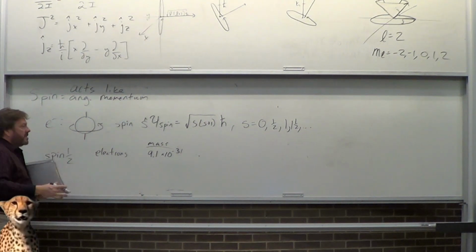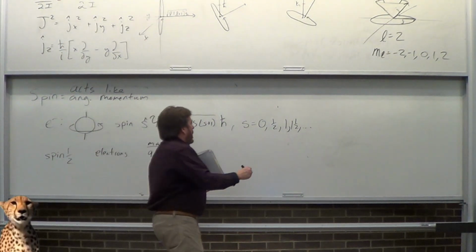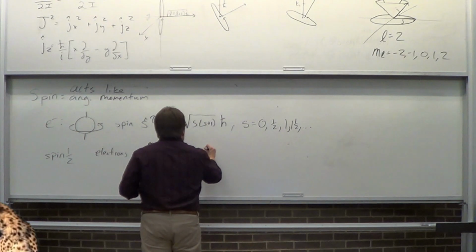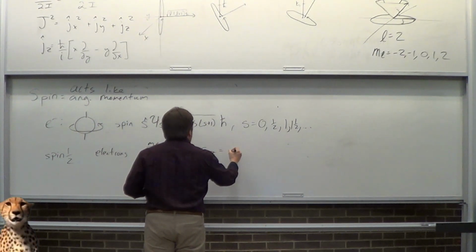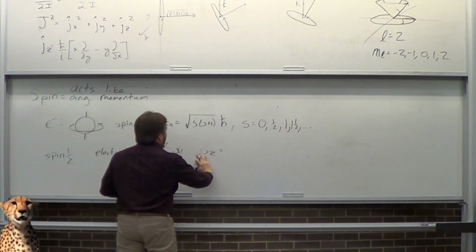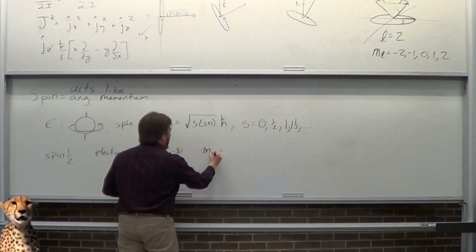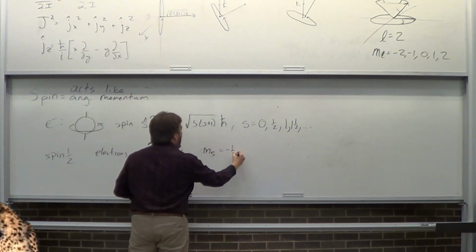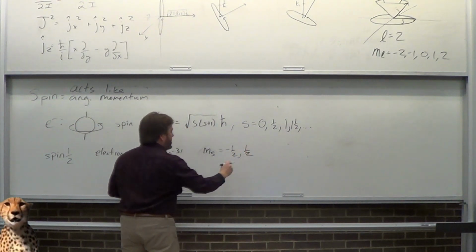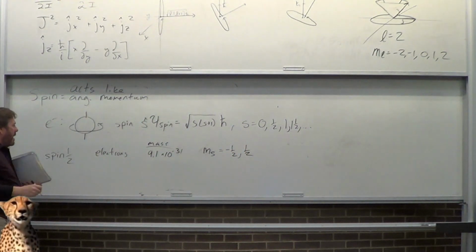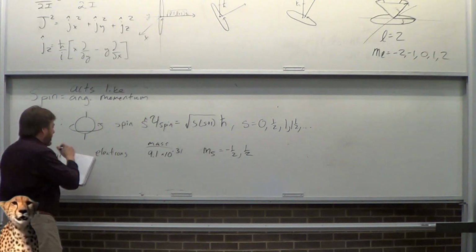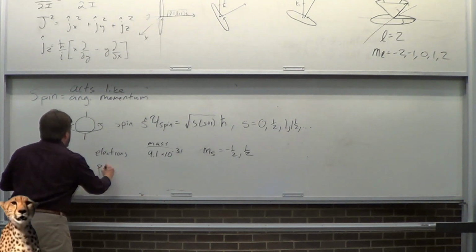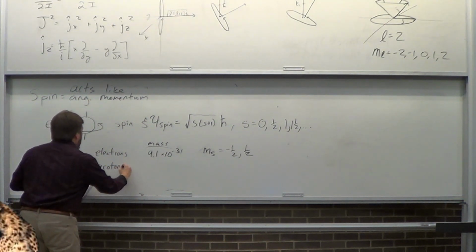Okay, so electrons are spin 1/2. And that means that they also have M sub s, which is like the Z component, M sub s. So that's minus 1/2. So they have degeneracies. Okay, now other things that are spin 1/2 include protons and neutrons.